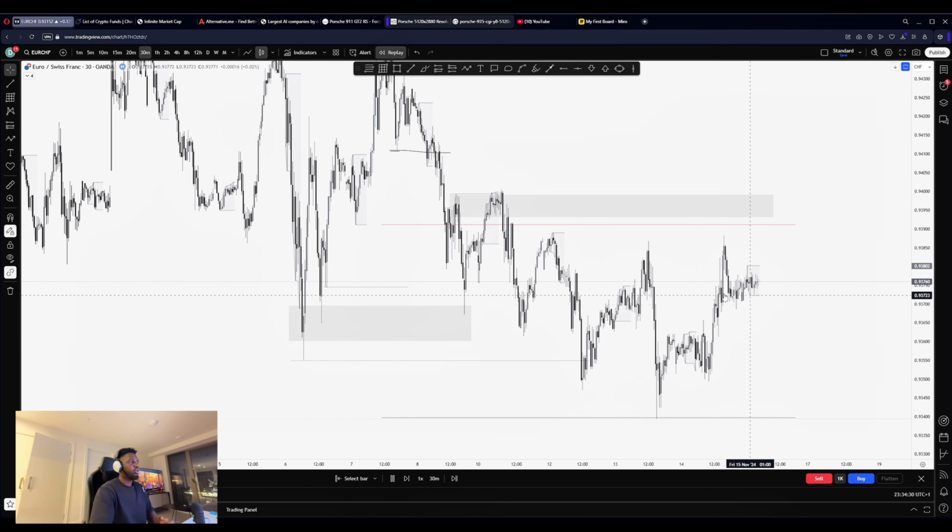So now we see Asian forming, and the price is just supposed to come above Asian, sweep Asian session, tap into the order block and sell from there.